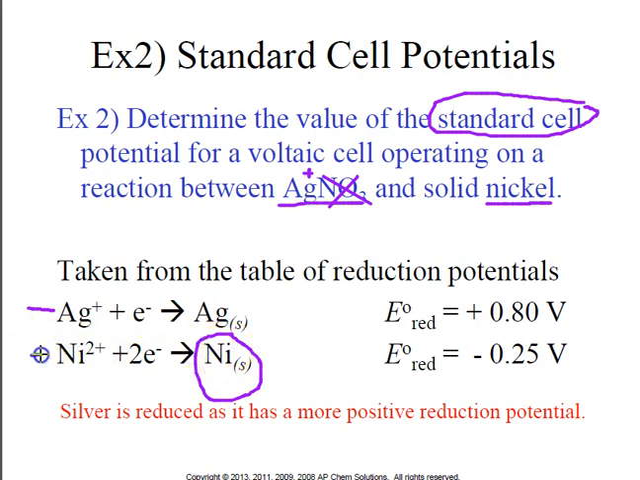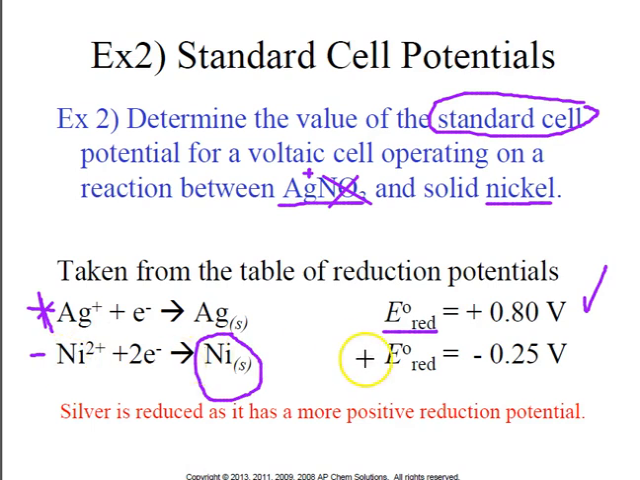So I pulled both of these off the chart. Now, which of these is going to be reduced? The silver ion or the nickel ion? Well, first note, I don't have any nickel ion, right? I only have silver ion. So I know just from that that the silver is going to be reduced. However, if I did have nickel ion, the silver still has a greater reduction potential. So the silver is being reduced.